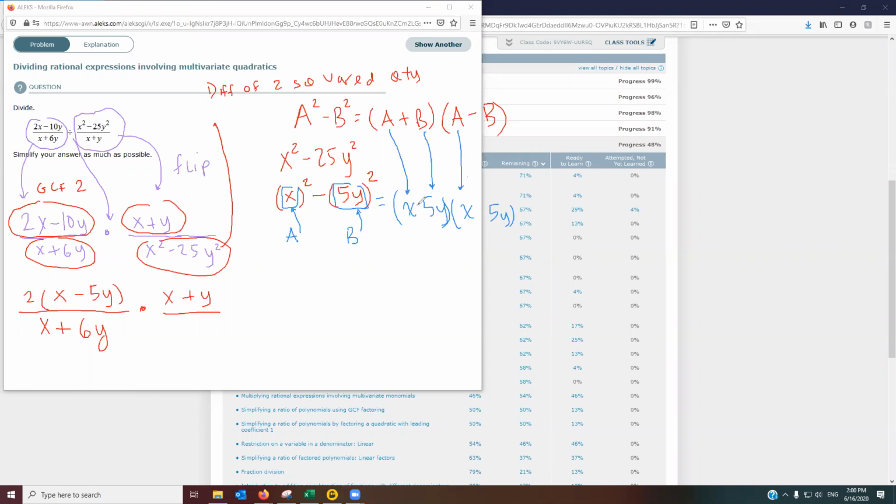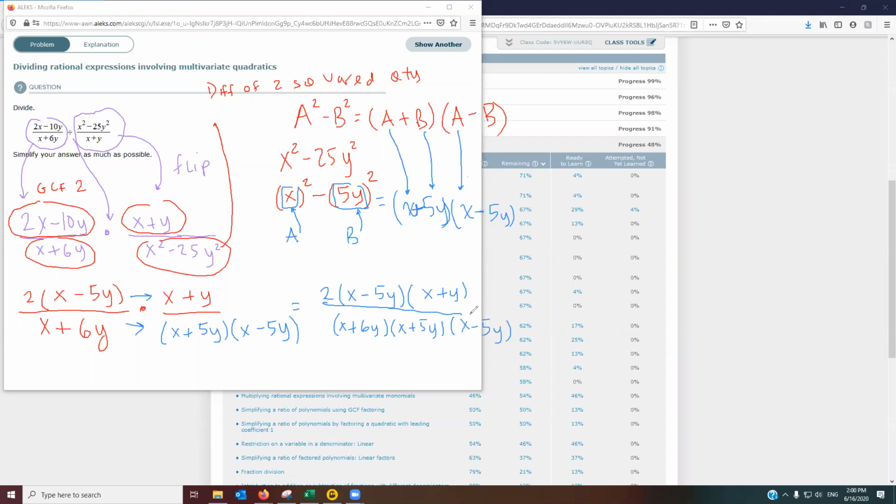And I put a plus sign in the first parenthesis and a minus in the second. Okay, so it looks like I have x plus 5y and x minus 5y. All right, so now I've done all the factoring. I'm going to go ahead and multiply straight across because that's the way you multiply fractions. When I do that on top, I have 2 times x minus 5y times x plus y. And on the bottom, I have x plus 6y, then an x plus 5y, and an x minus 5y.